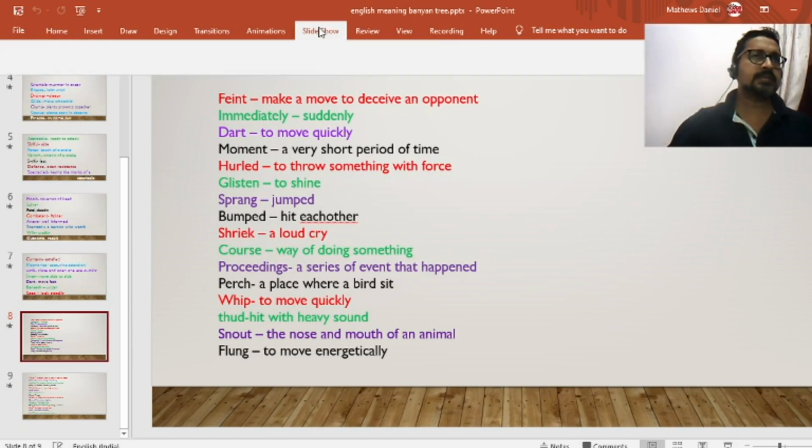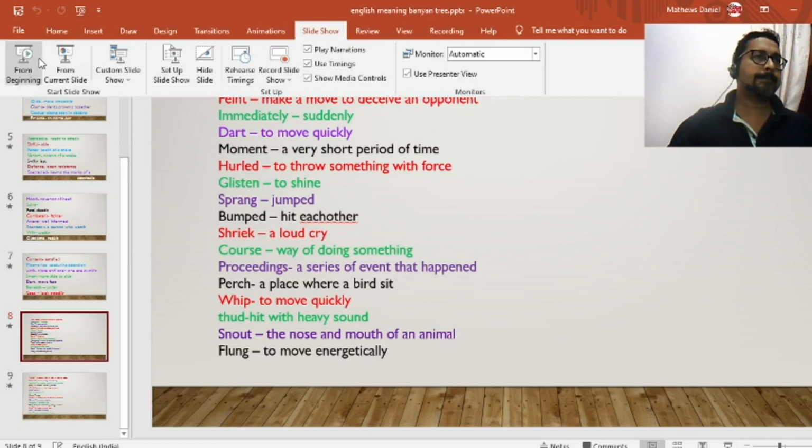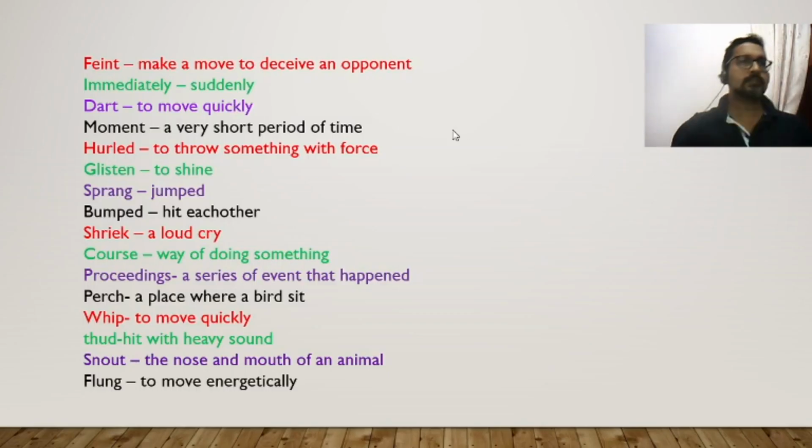Course, way of doing something. Proceedings, a series of events that happen. Perch, a place where a bird sits. Whip, to move quickly. Thud, hit with a heavy sound. Snout, the nose and mouth of an animal. Flung, to move energetically. Now let us move to the text.